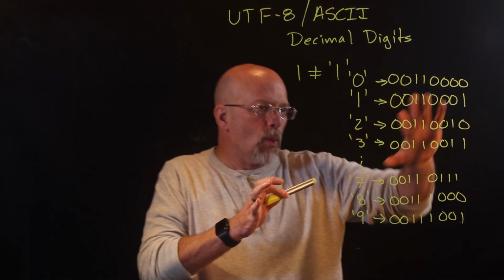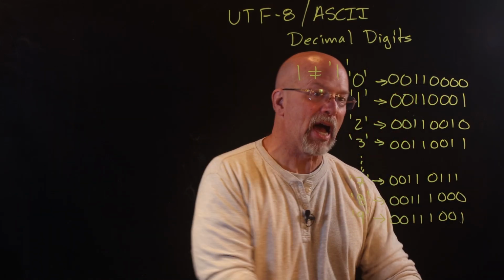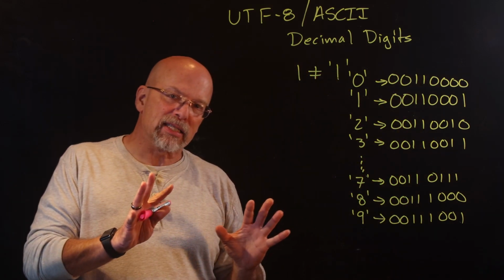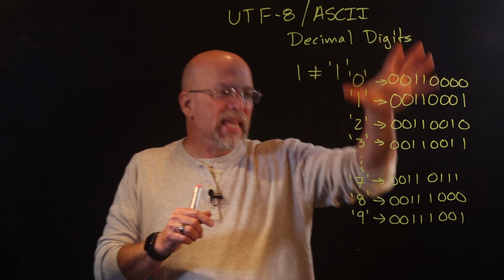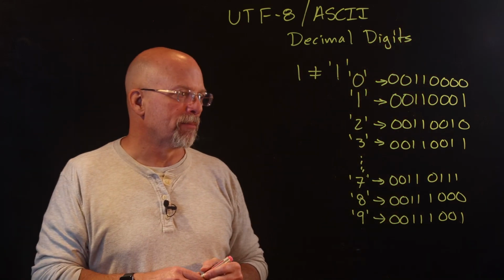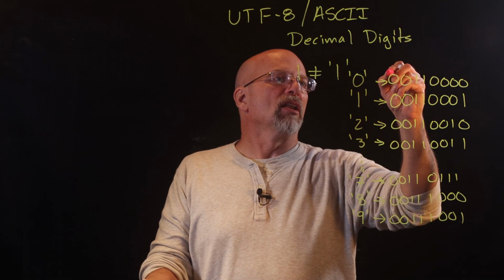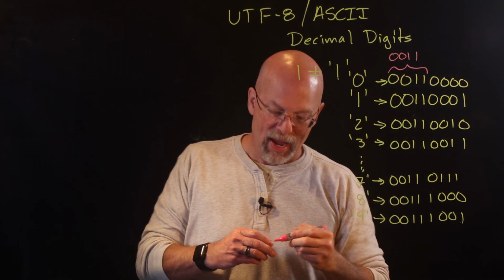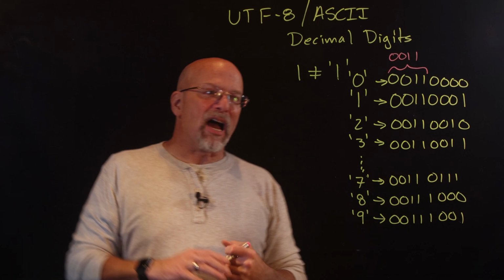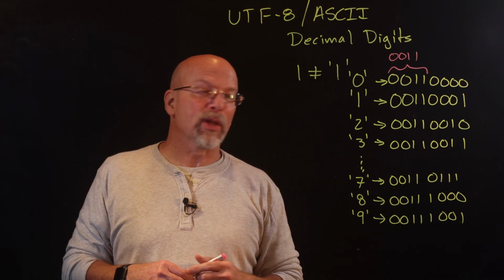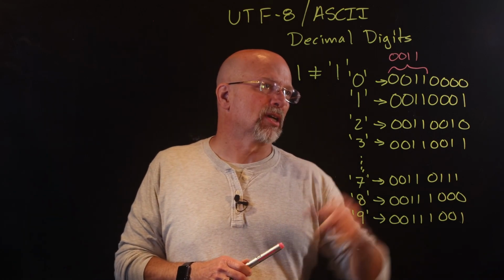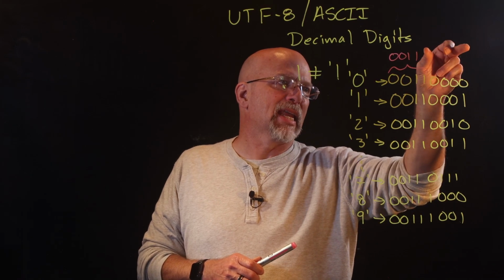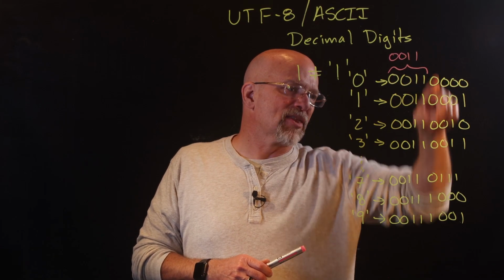Now, the way this works, what we want to do is come up with a regular expression that allows us to look at 8 bits and determine whether or not it is a decimal character. Now notice that all of them start with 0011. So that's going to be the beginning of our regular expression. But the question is what regular expression do we concatenate it with to represent these?